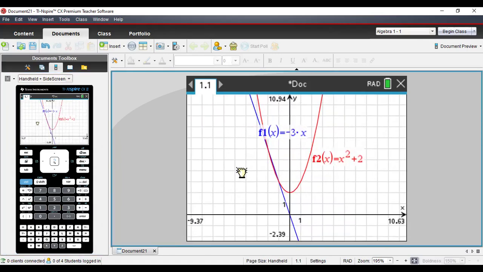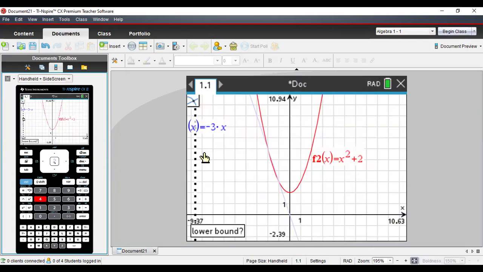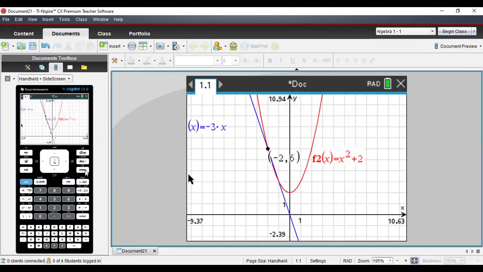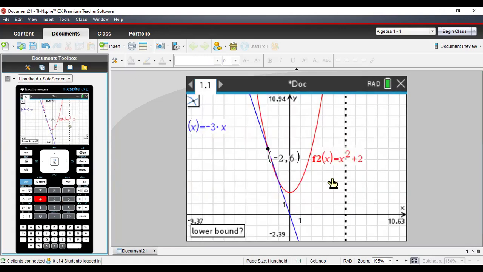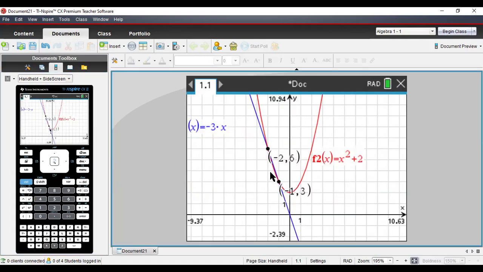Now, I'm going to bring this down a little bit because here are the intersections over here. So I'm going to do menu 64, and then I'm going to do menu 64 again. This time I'm going to come from the right. All right, so there are my two intersections: a negative 1, 3, and a negative 2, 6. So I'm going to plot those. For the first one, I'm going to go over 1 to the left, up 3. And then I'm going to go over 2 and up 6. So it's going to be up here.